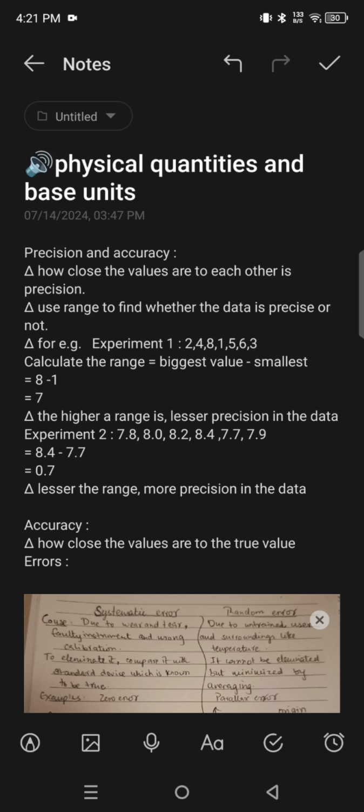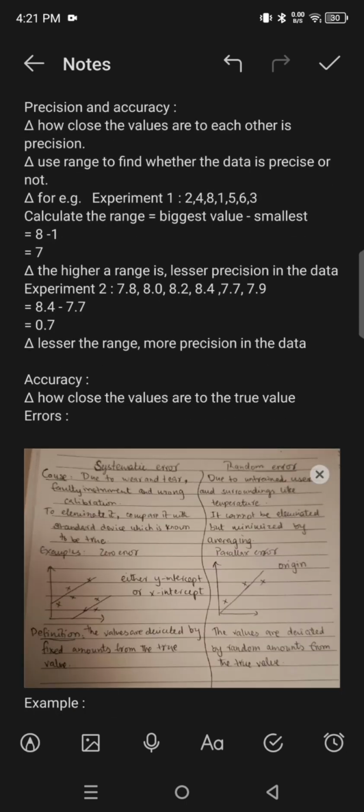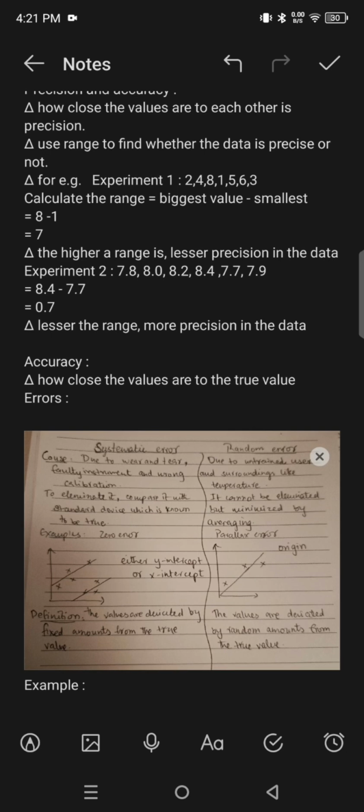Like for example, in experiment number 1 we have the readings 2, 4, 8, 1, 5, 6, 3. To calculate the range, we have to subtract the smallest value from the biggest one, which I did. 8 minus 1, I got 7. The higher the range is, the lesser the precision in the data is going to be.